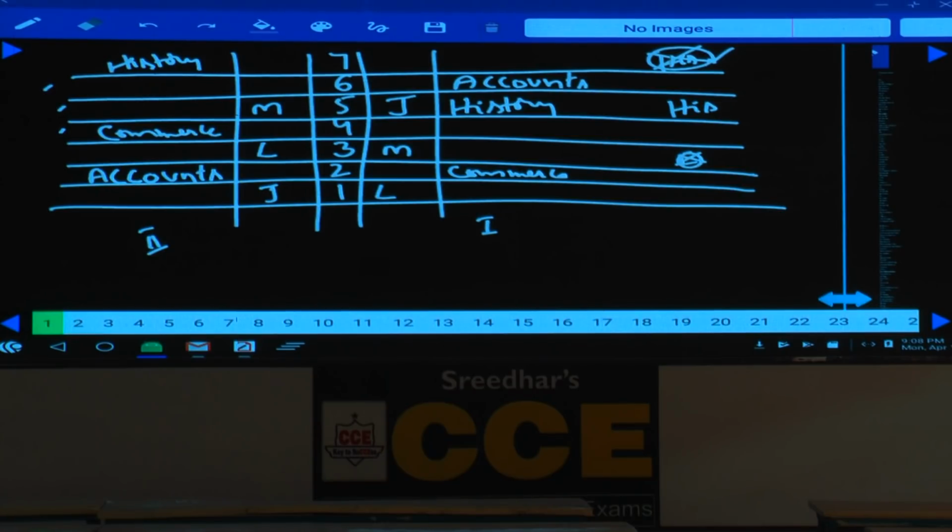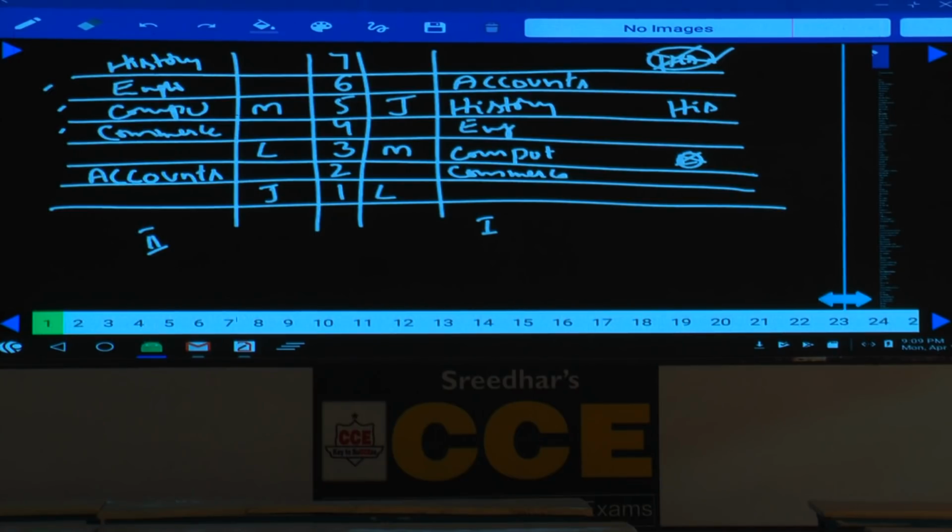Then, the one who likes English lives immediately above the one who likes computers. In the first case, English and computers must be adjacent to each other, isn't it? So what is the only possibility we can have? English and computers must be on the fourth and the third. And similarly in this case also, English and computers must be on these two places, 6 and 5.